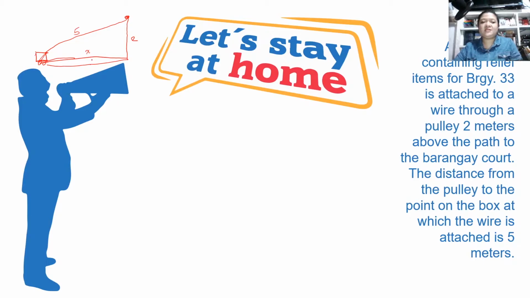So gagamitan natin siya ng Pythagorean theorem. Ayon kay Pythagorean theorem, the square of the hypotenuse is equal to the sum of the squares of the sides. So ang ating hypotenuse o c ay 5, ang ating altitude or height is 2, at ang ating base ay x. So ang hinahanap natin is b.